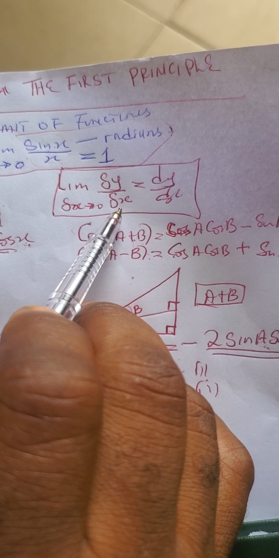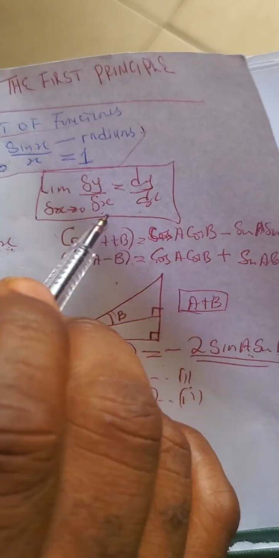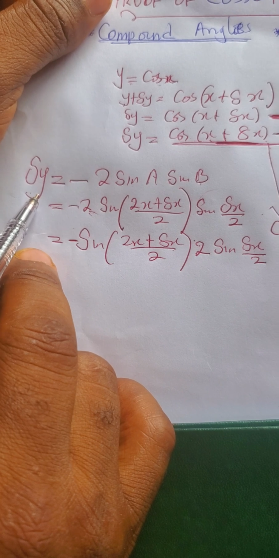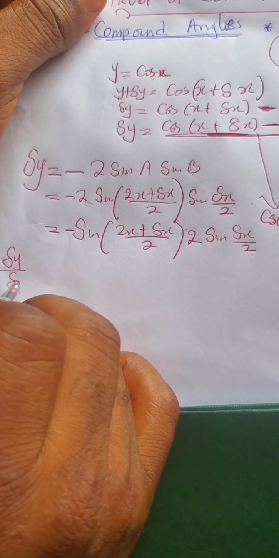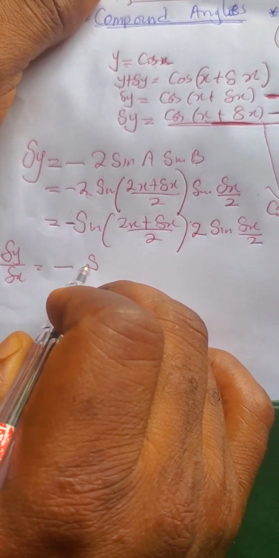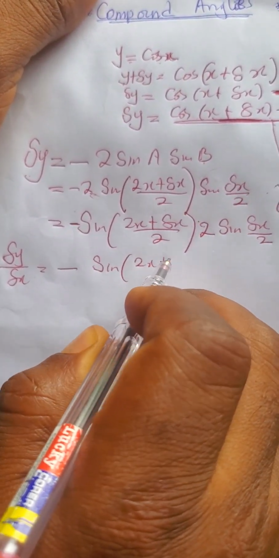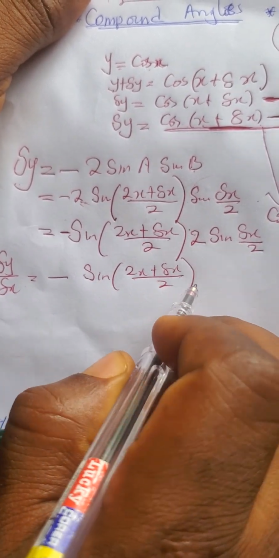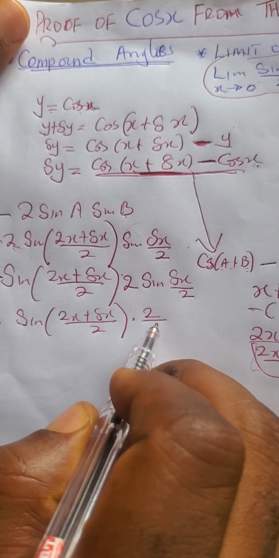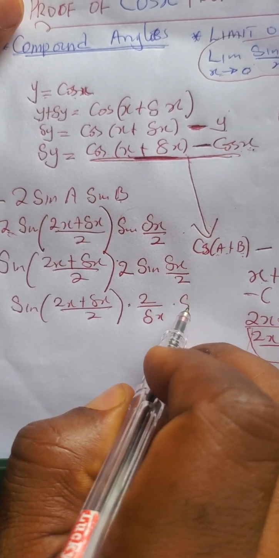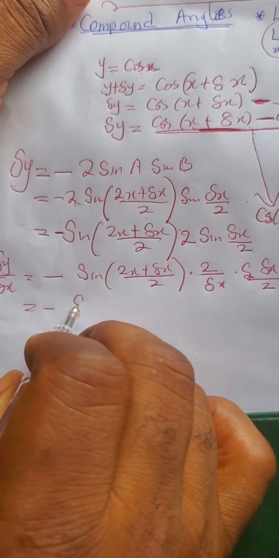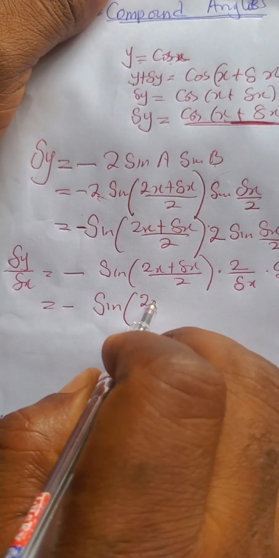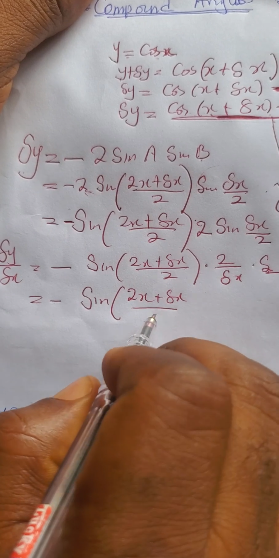Now, since I'm looking for delta y divided by delta x, so that I can find the limit to get dy dx, I'm going to divide both sides of this equation by delta x. So I'm going to now have delta y divided by delta x is equal to minus sine of 2x plus delta x divided by 2, times 2 all over delta x, then times sine delta x all over 2.